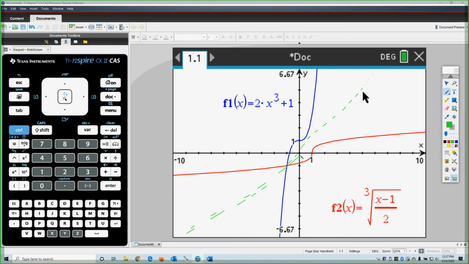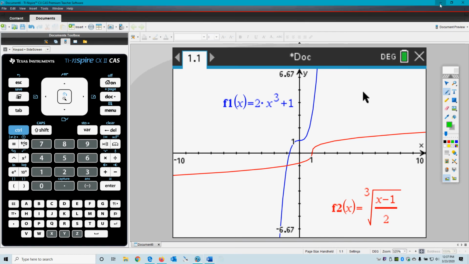This folds nicely on the y equals x line. So it's an inverse for the entire domain, basically. Okay. Next problem.